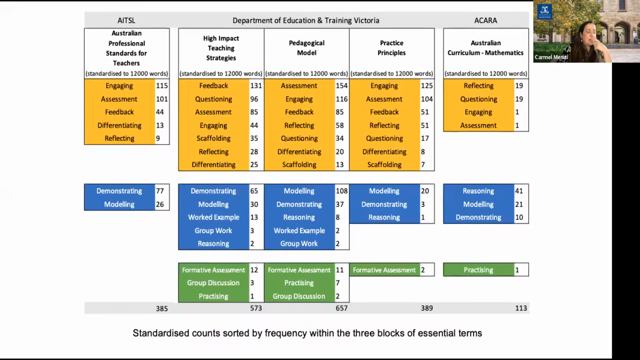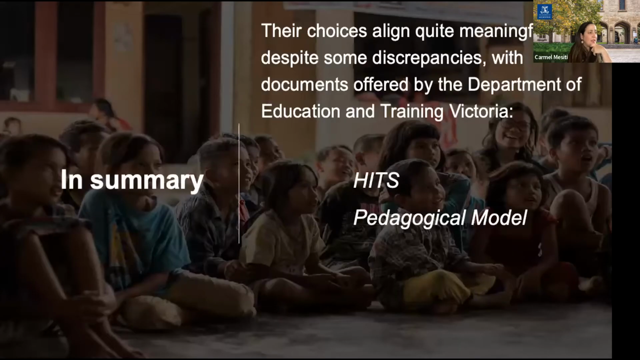And this is what I found. So I'll let you have a look at that. So there's standardized counts, and you can see the frequency of the terms in those documents. You can see how highly frequent some of these terms are in some of these documents, and perhaps less frequent in the curriculum and in the AITSL professional standards. So the choices aligned quite meaningfully, despite some discrepancies, with the documents offered by the Department of Education and Training Victoria.